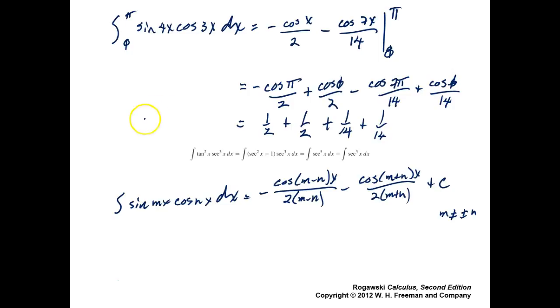Okay, so what does this give you? 1 1/7, or you could say 8/7. Okay? And that's what they got.